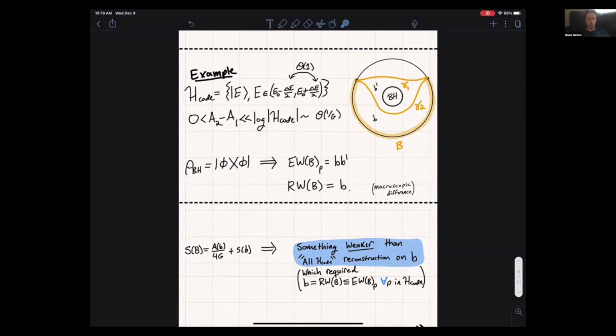I mean, you could even do this with a dust cloud, right? I could even do it with a dust cloud. Yes. So I could replace this black hole with some dust.